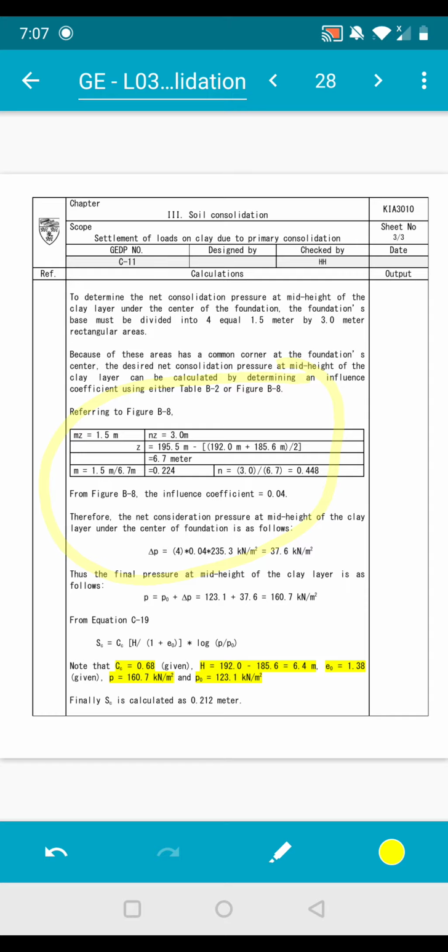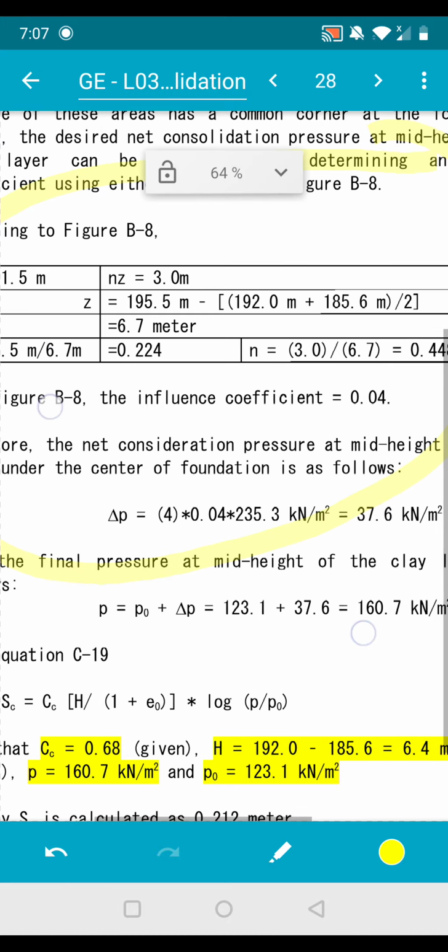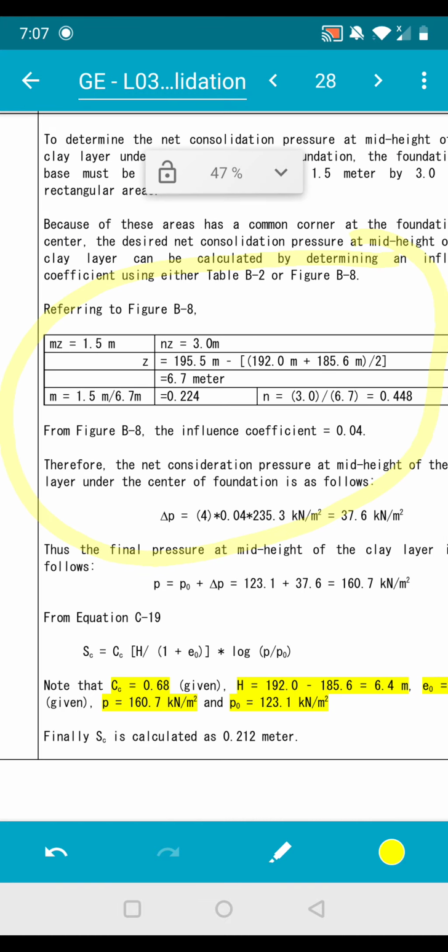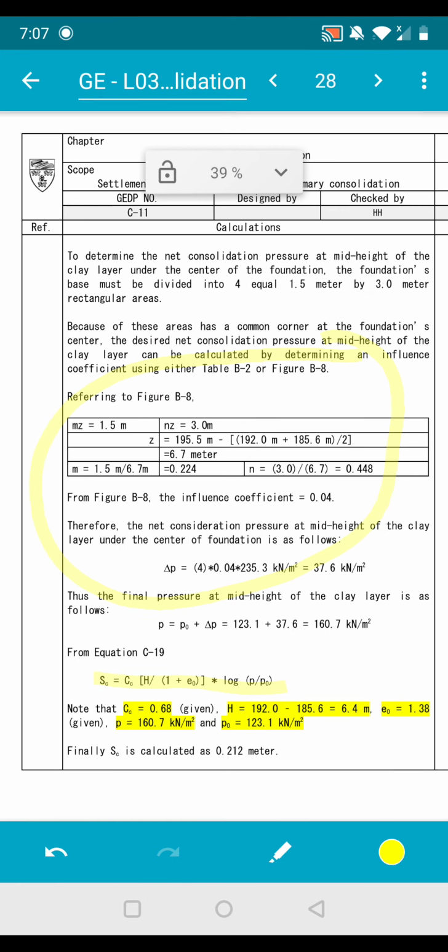And having all these parameters, you can calculate your settlement using this equation. And finally, your settlement is calculated as 0.2121 meter, about 0.212 meter.